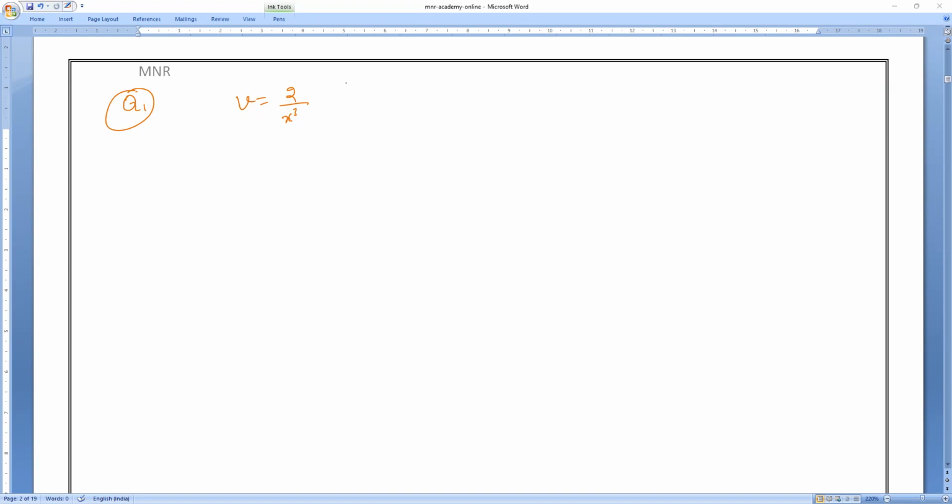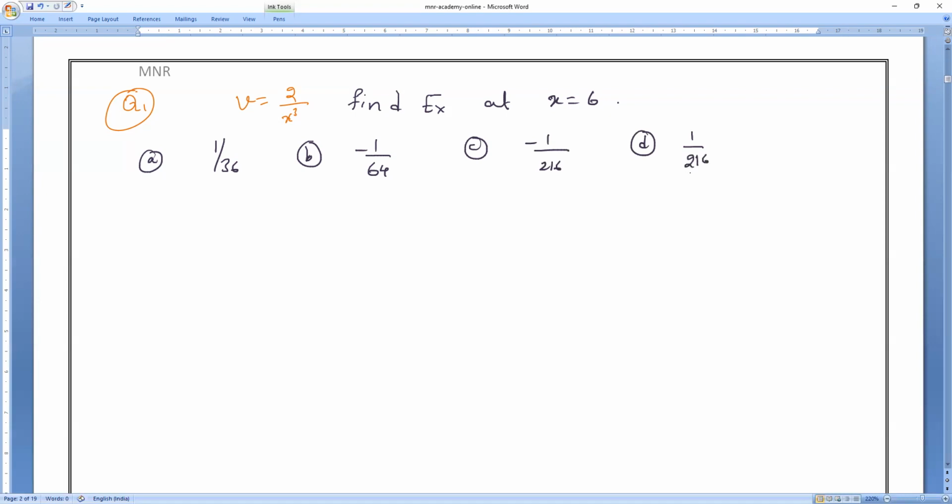Okay. So V is equal to 2 by x power 3. Find Ex at x equals 6. Solve and you have to tell me. One question I'll teach you, later you have to do it. Option A: 1 by 36. Option B: minus 1 by 64. Option C: minus 1 by 216. Option D: 1 by 216. So let us see now how to solve this question.